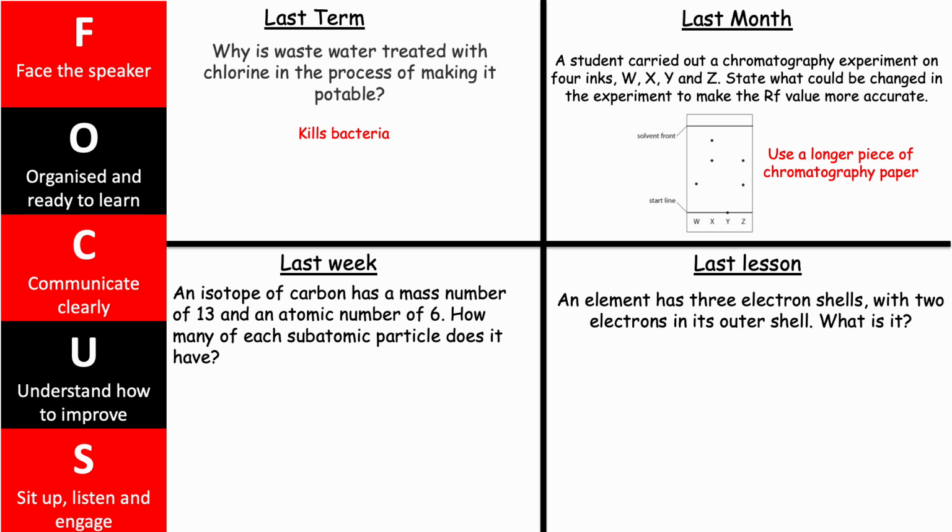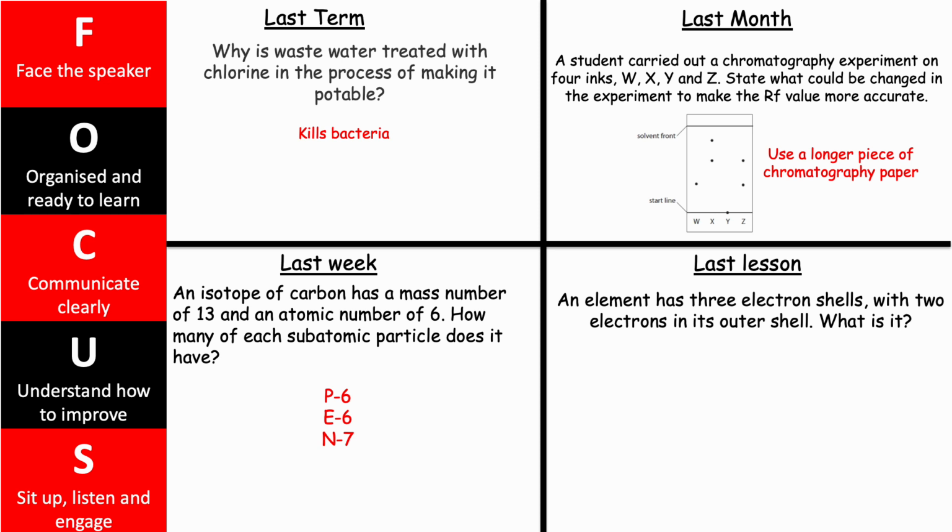Moving on to the last week question, an isotope of carbon has a mass number of 13 and an atomic number of 6. How many of each subatomic particle does it have? Well, if it's got an atomic number of 6, it must have 6 protons. If it's got 6 protons, it must have 6 electrons, because atoms are neutral, so the positive protons cancel out the negative electrons. And if it has a mass number of 13, I know the number of neutrons is 13 take away 6, so I have 7 neutrons.